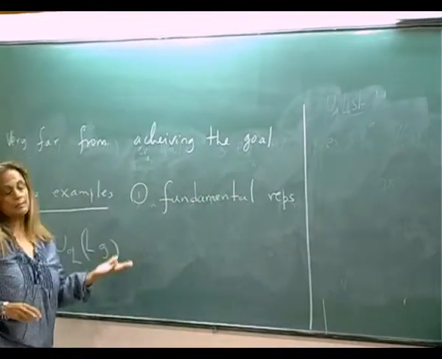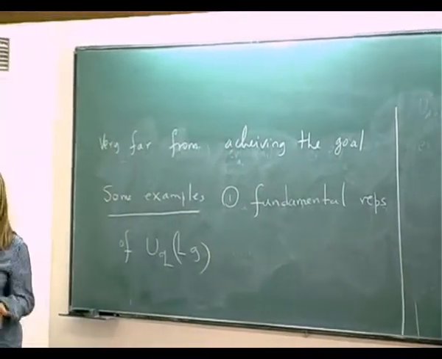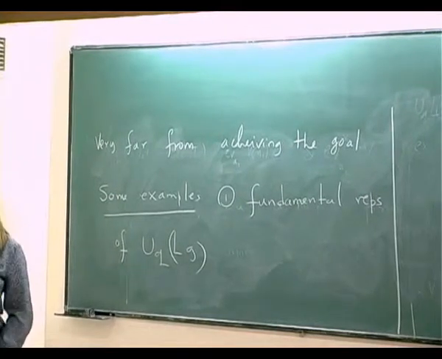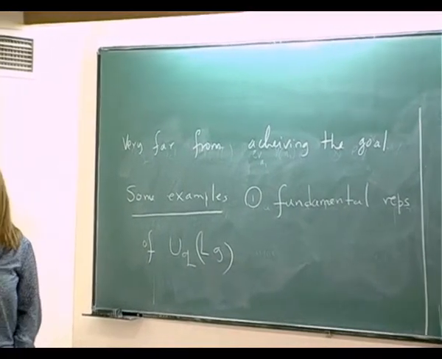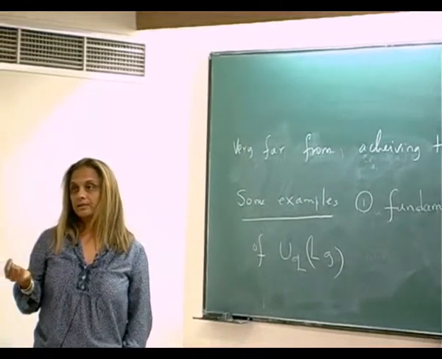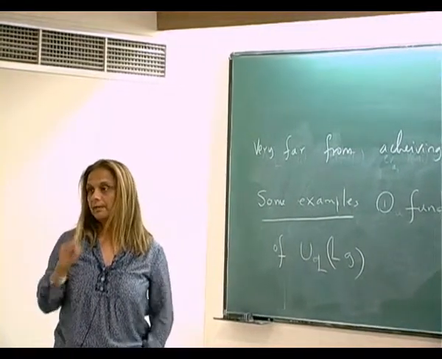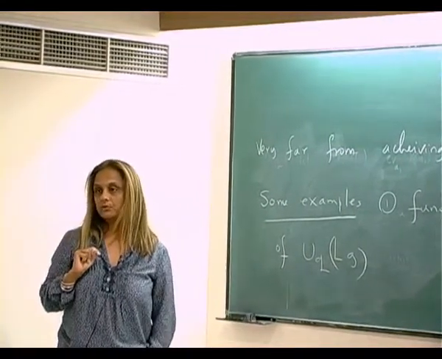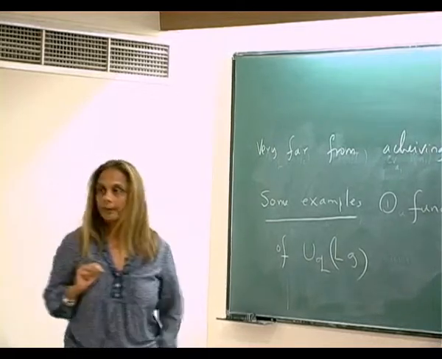So what do I mean by a fundamental representation of G? I mean a collection of non-negative integers, all of which are 0 except one of them, which is 1, lambda equal to omega_i.